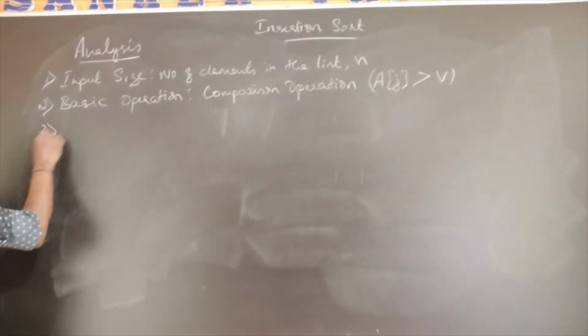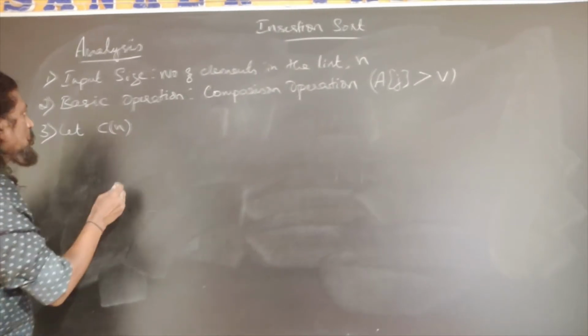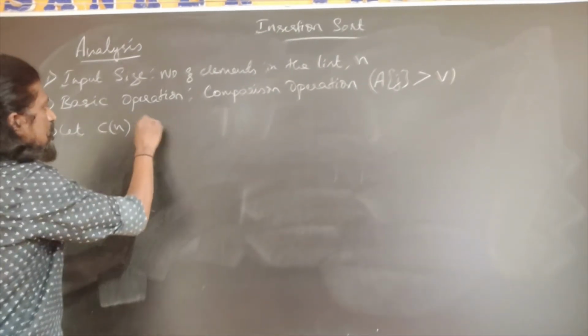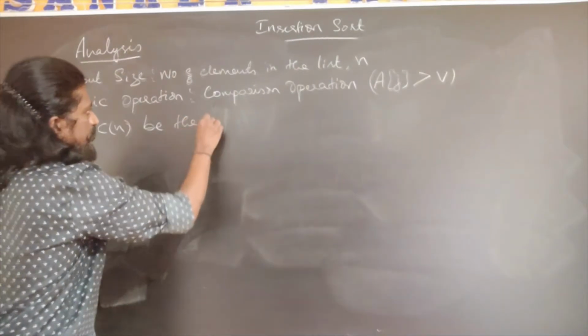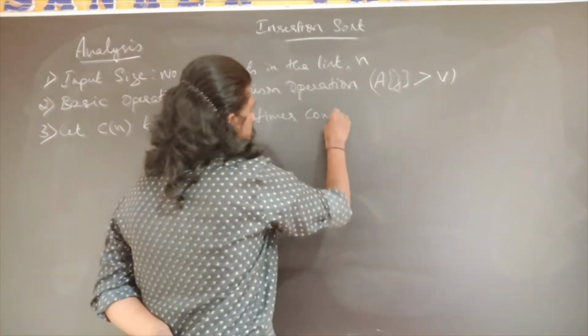Next, third, we need a function to count the number of times this comparison operation is performed. Let C of n be the number of times the comparison operation is performed.